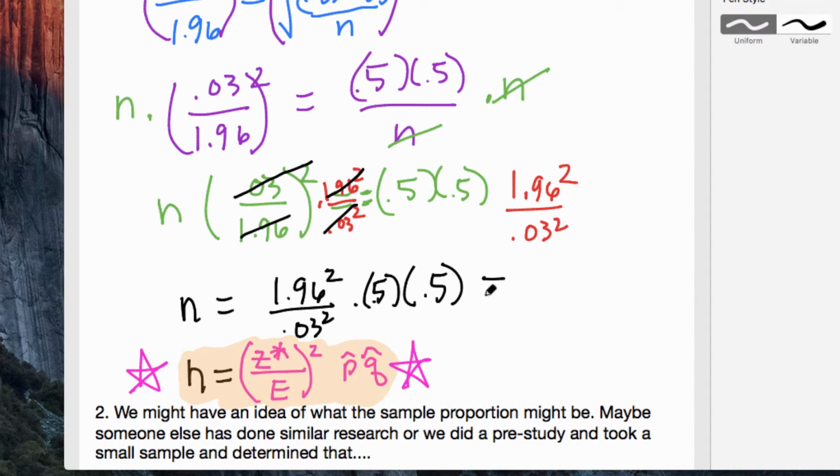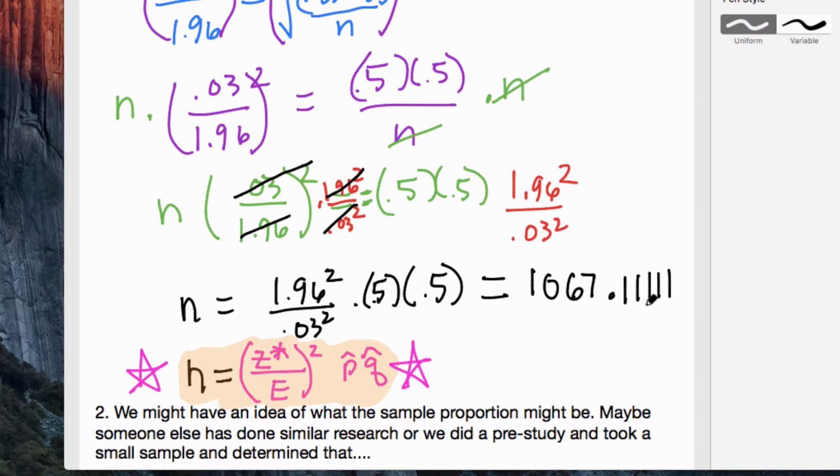Well, now that we've solved for n, let's go ahead and do some math. 1.96 squared divided by 0.03 squared. Make sure to use good order of operations here. Then multiply by 0.5 and then multiply again by 0.5. And I get 1067.1 repeating. So this 0.1 that's repeating, let's go ahead and write it out differently.